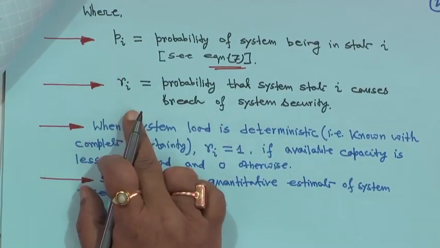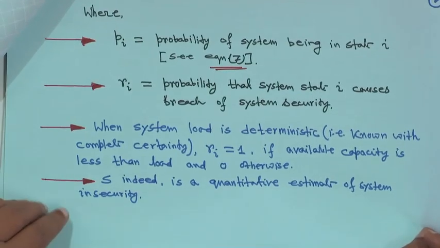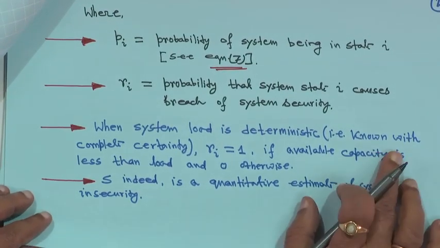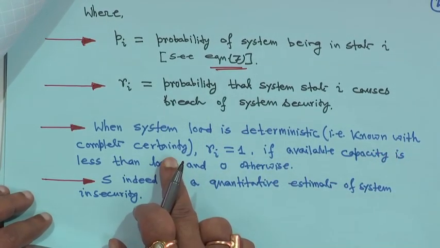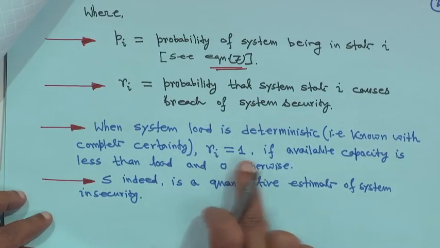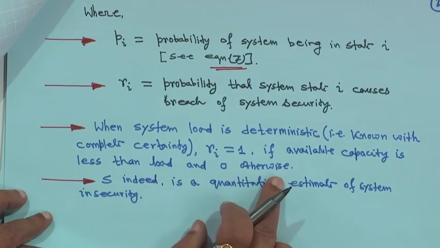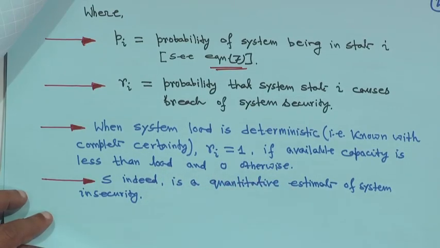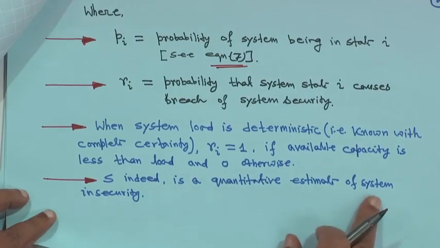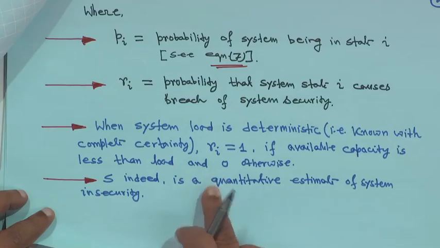These two data, if known, then we can compute. When the system load is deterministic, that means there is no uncertainty and it is known with complete certainty, then Ri is equal to 1 if the available capacity is less than the load, and 0 otherwise. And S is indeed a qualitative estimate of system insecurity, that is sigma Pi Ri.